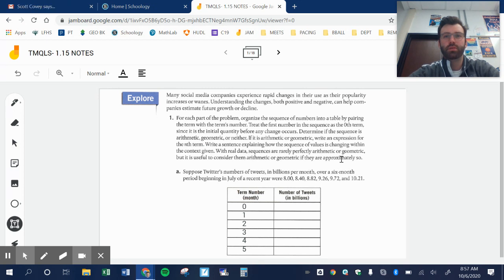Sequences are rarely perfectly arithmetic or geometric, but it's useful to consider that. We skipped the section about arithmetic and geometric, but that's because you've seen it before. We'll continue on.